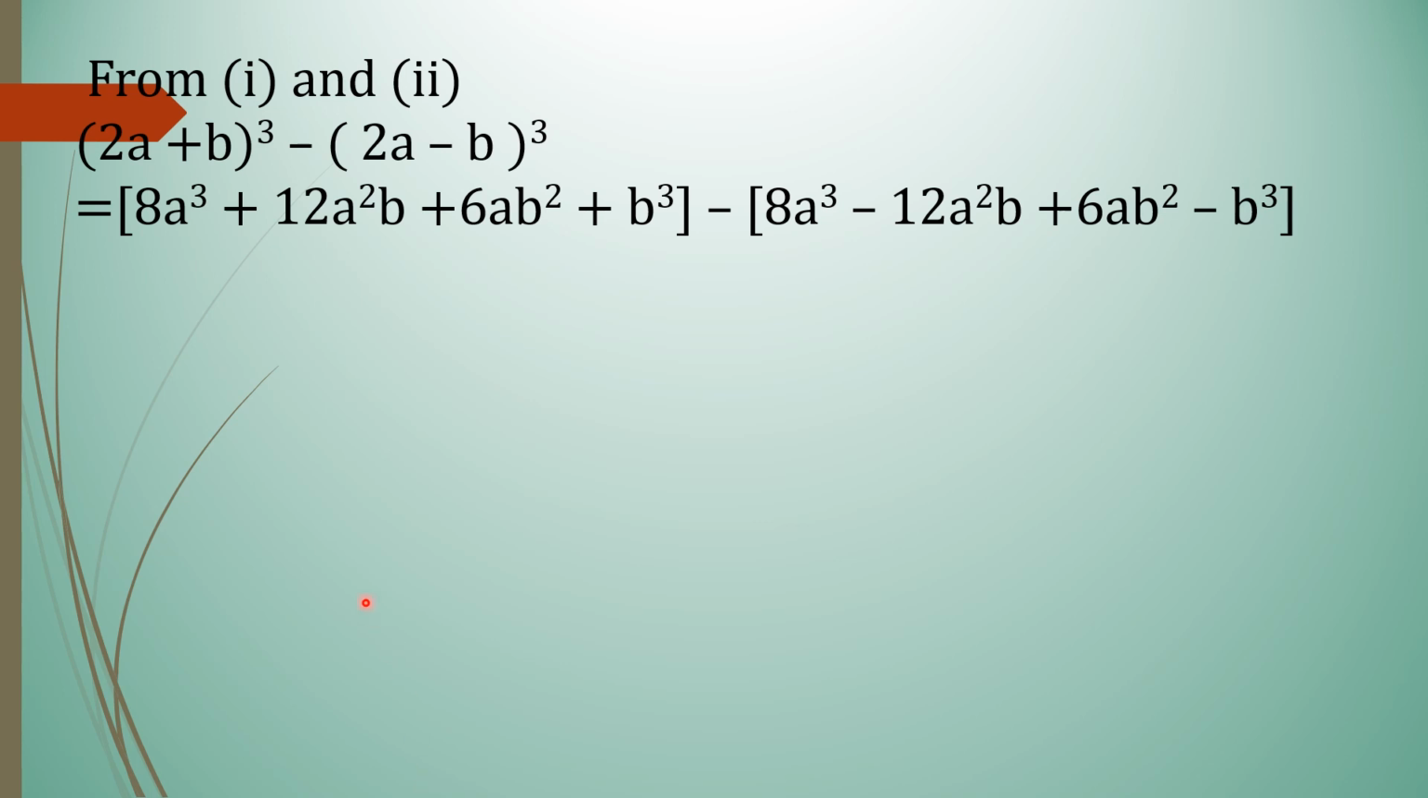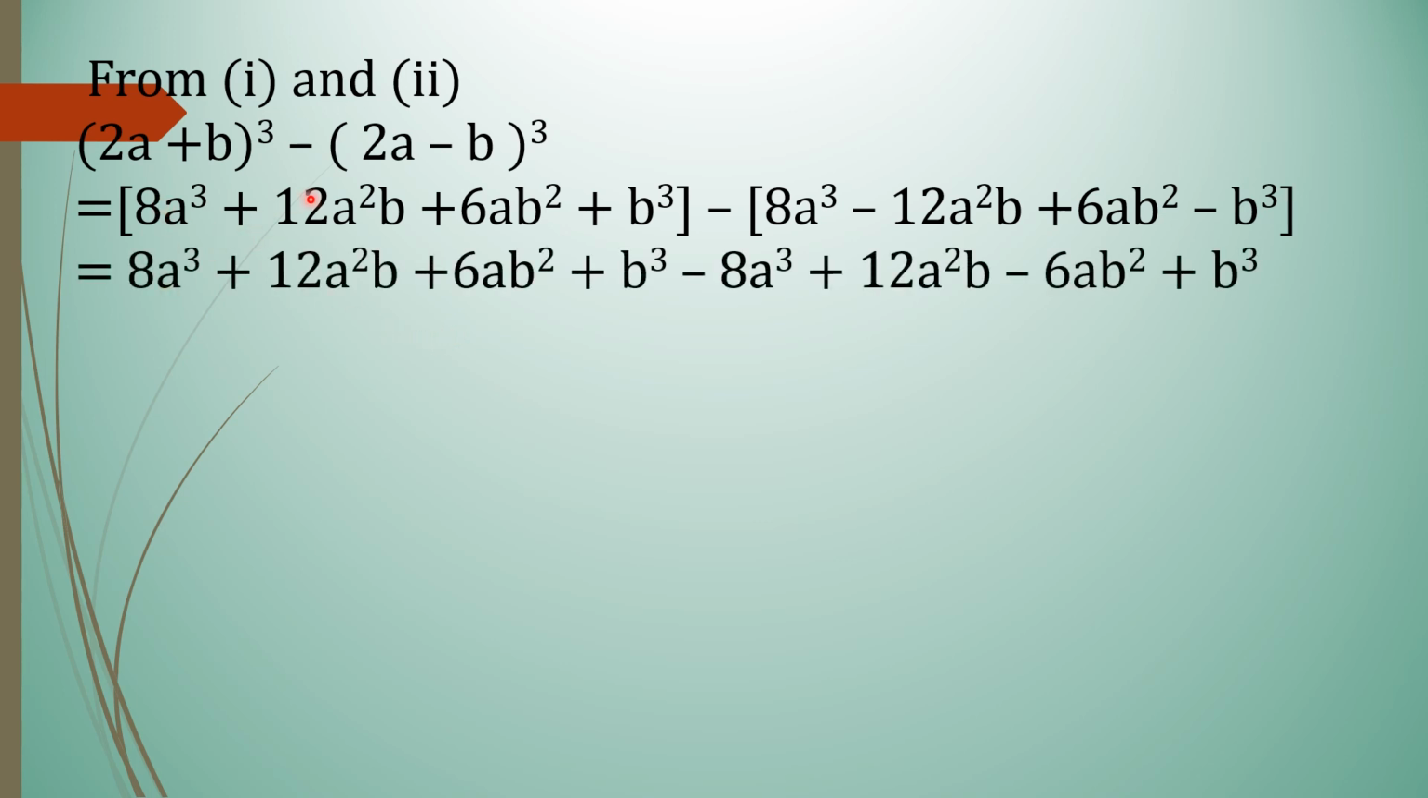Now students will remove the terms outside the bracket. So what will become? This will come as it is. The first term full, as there is a plus sign. If it is not given, it means it is positive. So all the terms will come as it is. That is 8a cube plus 12a square b plus 6ab square plus b cube.